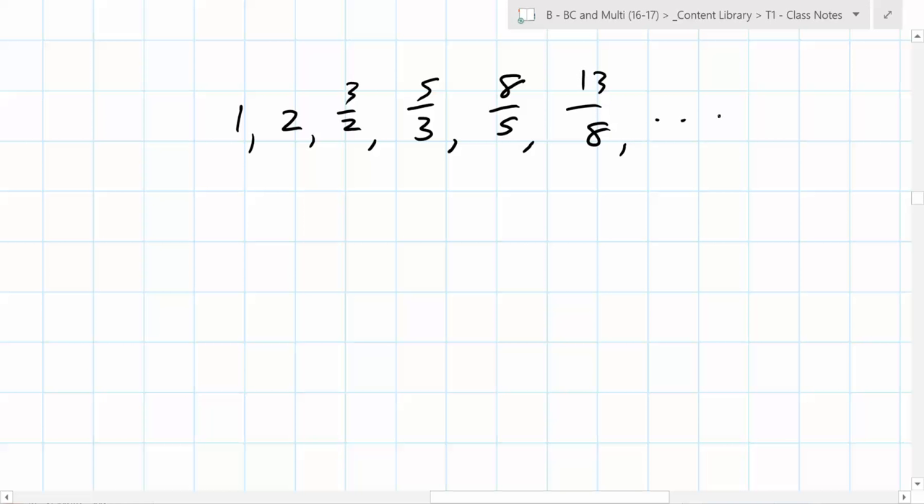So what was it? 1, 2, 3 over 2, 5 over 3, 8 over 5, and 13 over 8. Anybody notice anything key about this one? What's one thing you immediately notice, maybe? Yeah, what's one thing you notice, Ian? I forgot what it's called, but it's that series. Only one of them is like one spot ahead of the other on top of that. Fibonacci, yeah.